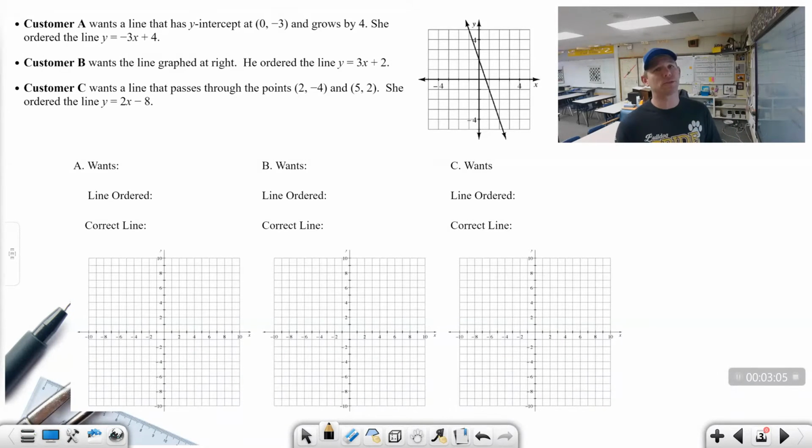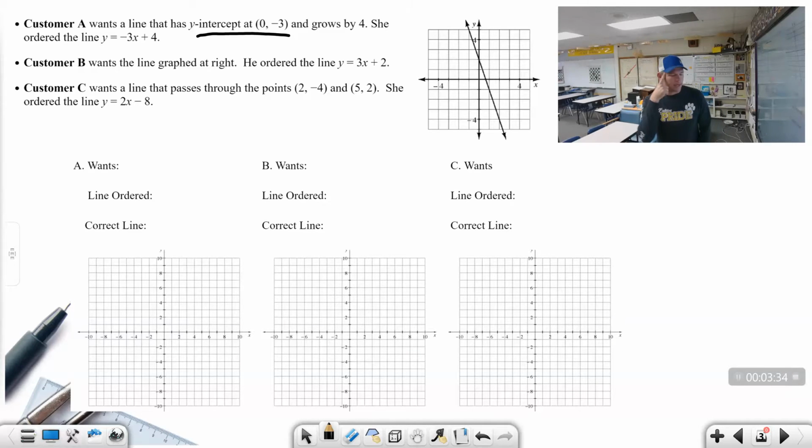You have to be able to read these problems and understand what it's asking. You have to be able to shift between what the customer ordered and what they want. Okay? Notice that this is what they ordered and this is what we want. Here we go. Customer A wants a line that has a y-intercept of (0, -3).